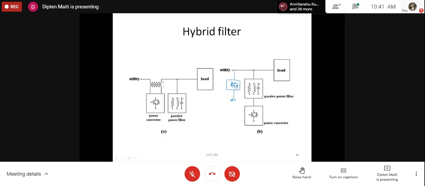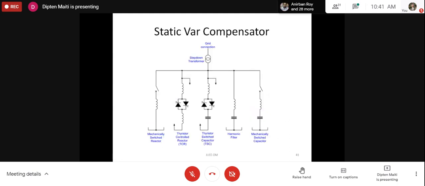So this was about the hybrid filter. Now let's come to the last point of this chapter, that is the static Var compensator. The static Var compensator is actually a combination of, I'd say, modifiable elements. This is not completely an active power filter. However, this is a version of the power filter which is in between the passive filter and an active filter.